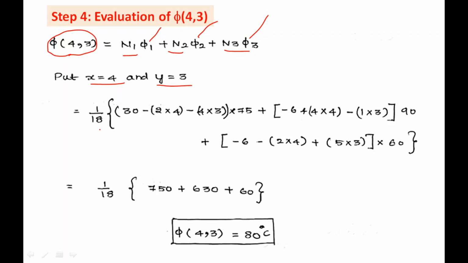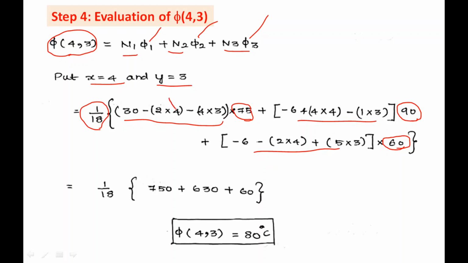So this is the given point. We will write 1 by 18 common, we are taking outside the bracket. First we are writing N1 multiplied by phi 1, then N2 multiplied by phi 2, then N3 multiplied by phi 3. Inside this N1, N2, N3, we are substituting x equal to 4, y equal to 3. When you simplify this one, we are getting the temperature of the point 4 comma 3 as 80 degrees Celsius.